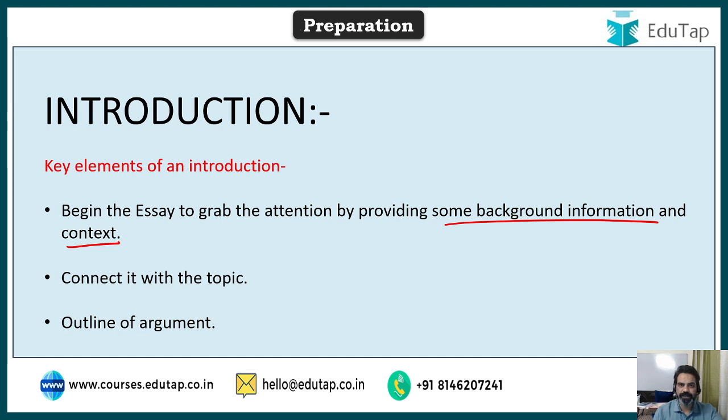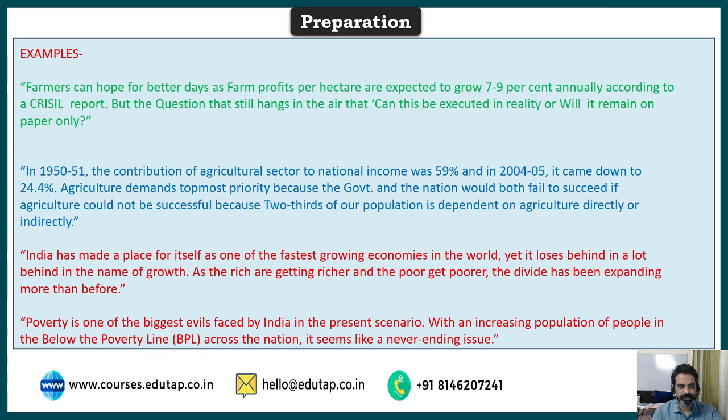Then connect it with the topic. How to connect it? Given the scenario that in the previous 10 years the rise in number of NPAs has been this percent, so we should basically focus on solving this, or bank should do this. So connected with the topic, and that becomes the outline of the argument, right? So that should be your first paragraph. Let me give you a few examples of the same.